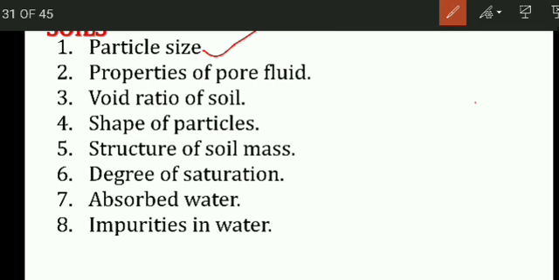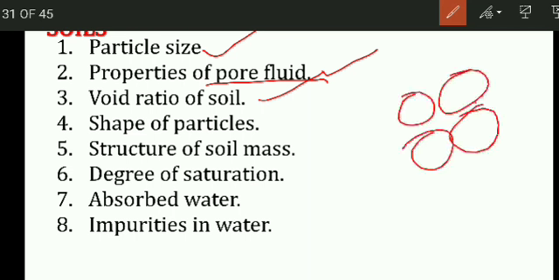Then come the properties of the pore fluid, the fluid which is passing through the medium. Usually for groundwater studies we talk about water. So what are the properties of the water which is flowing through the underground material? Then the void ratio of the soil, which means the porosity: how many voids are present in between the soil particles. Then the shape of the particles, then the structure of the soil mass.